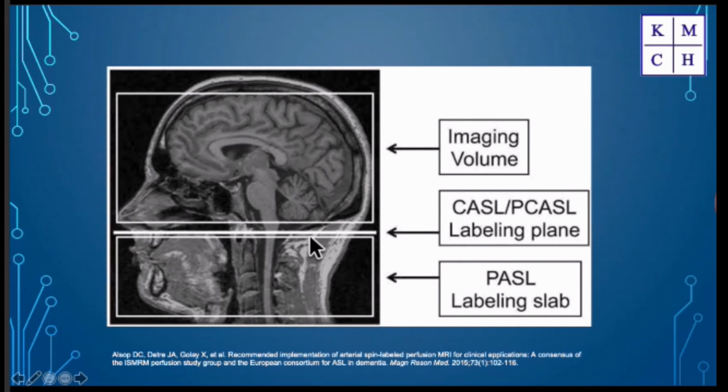So this is a summary of this. Either we have a thick slab or a thin slice. We invert and label. Usually we keep it just proximal to the area of interest. Is there a recommendation of where it should be kept? The only accepted consensus is to try not to keep it in any area where the arteries might be tortuous.